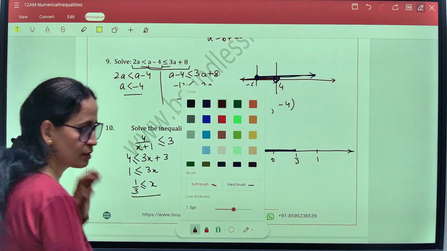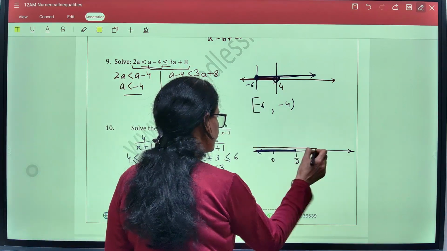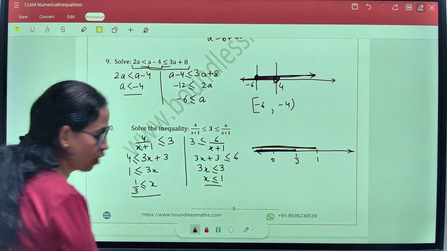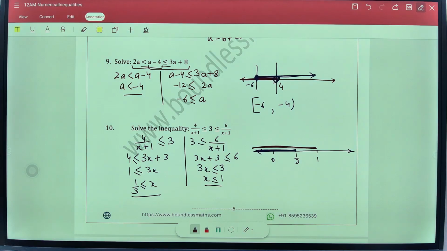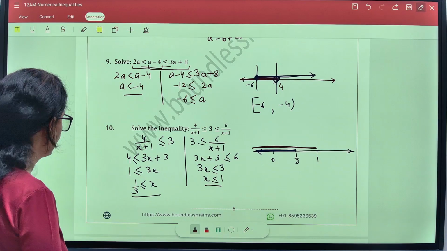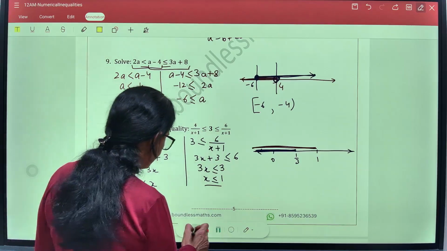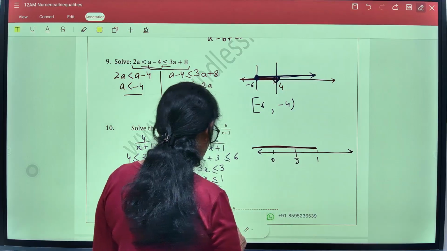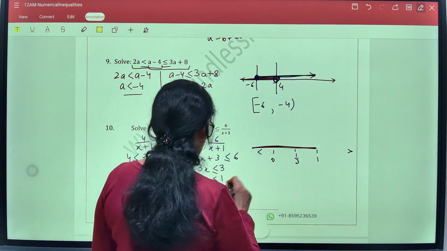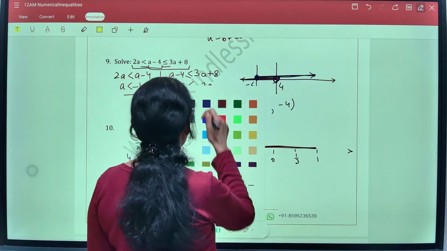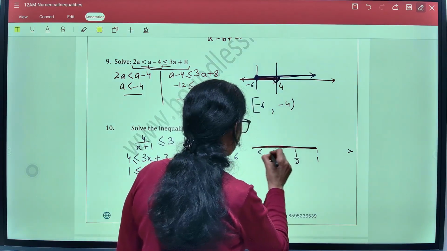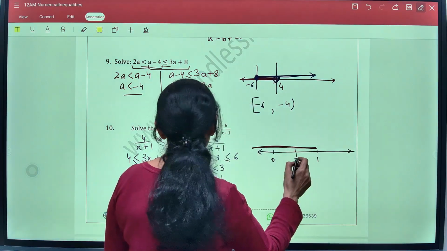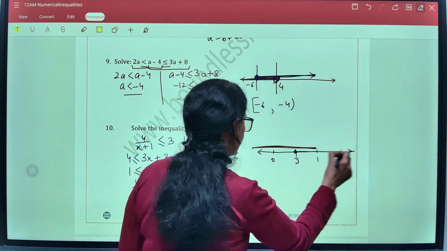X is less than 1 means the area from this. This is the solution space. So what is the common area? What is the area that is common between both these solutions? X is greater than, that means this blue line is going to go towards the right. X is greater than, not less than. So x is greater than or equal to 1 by 3, closed end, and this is 1 by 3.